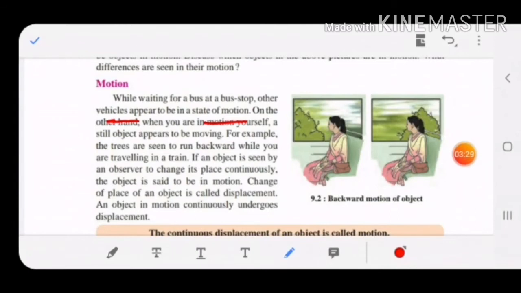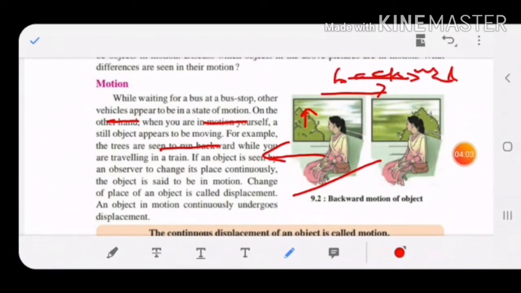On the other hand, when you are in motion yourself, still objects appear to be moving. Children, sometimes you are also in motion, but the other objects which are still, you feel that they are also moving. For example, the best example they have given is that trees are seen running backwards while you are traveling in the train. See, this picture is given. When you are sitting in the train, these trees outside the window, you feel that they are going backwards, but children, they are not moving backwards. You are in motion, but you feel that the trees are also going backwards.